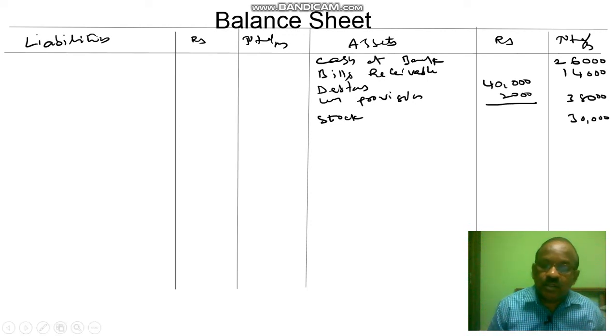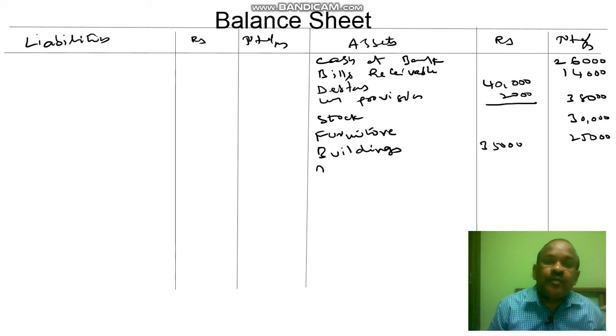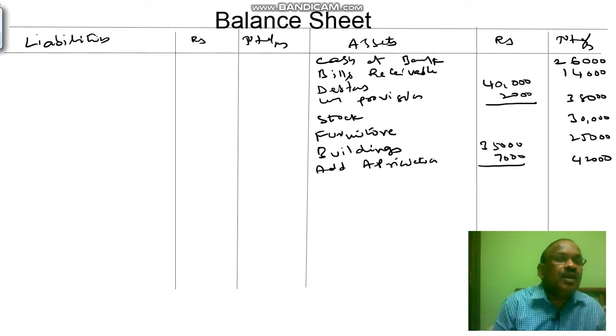Next one is the furniture. Here the furniture amount is 25,000. Next one is buildings. Here the buildings is 35,000. Add appreciation. Here the appreciation of building is 7,000. So total is 42,000. Here the liability side, capitals.